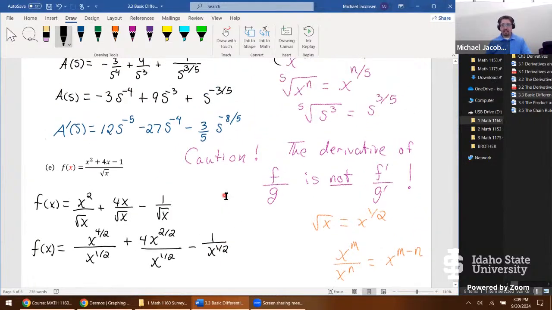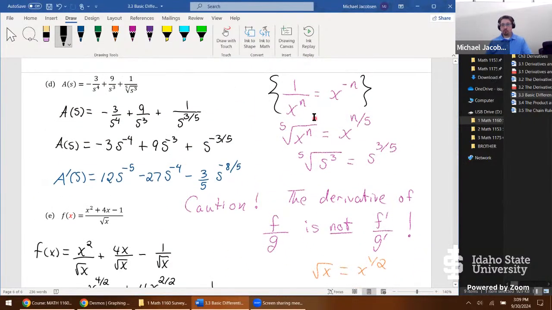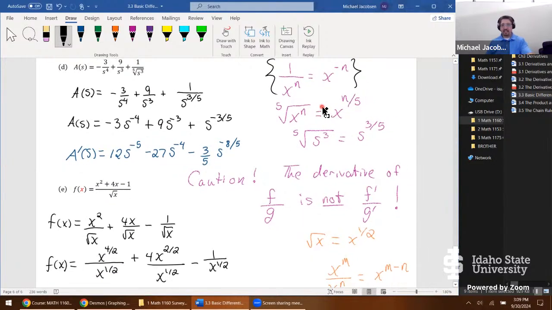For that last term right there, we'll be using this rule with the black brackets right here. Something in the denominator, we can promote up to the numerator. It's just that the new exponent here would be negative 1/2.